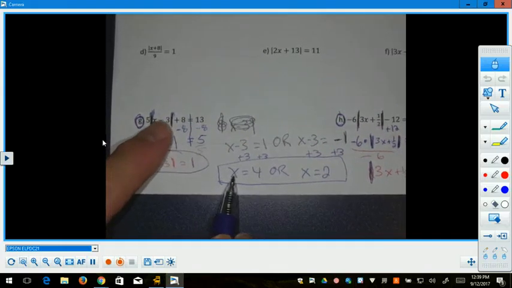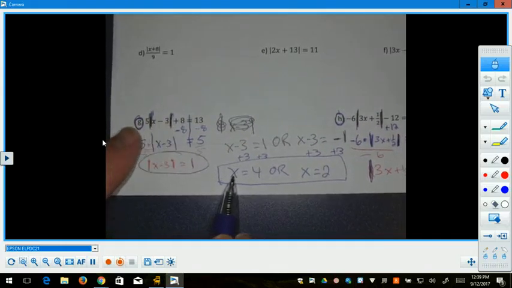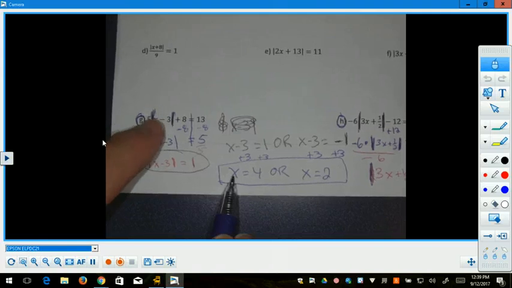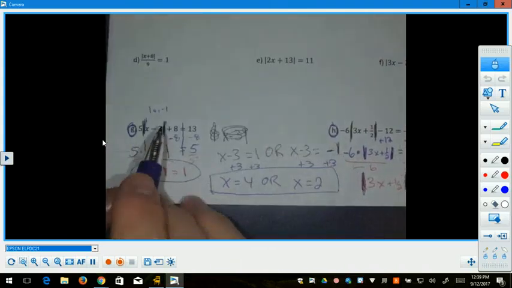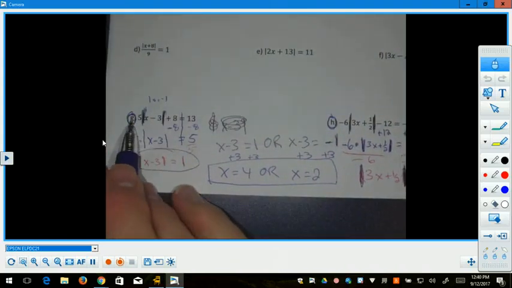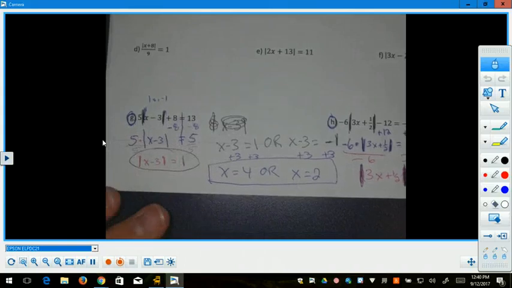4 minus 3 is 1. Absolute value of 1 is 1 times 5 is 5. 5 plus 8 is 13. 2 minus 3 is -1. When you do the absolute value, you get 1 times 5 is 5 plus 8 is 13, so it does work. Any questions on solving absolute value equations?